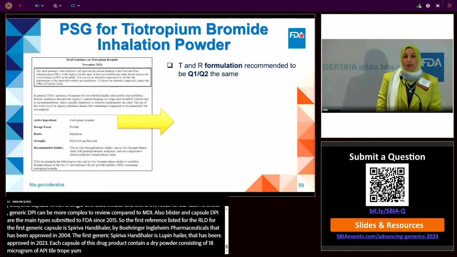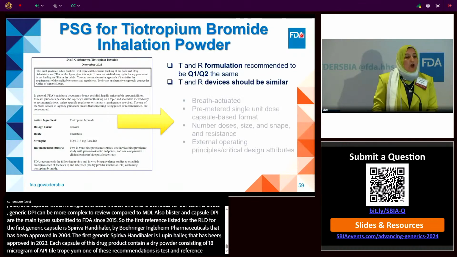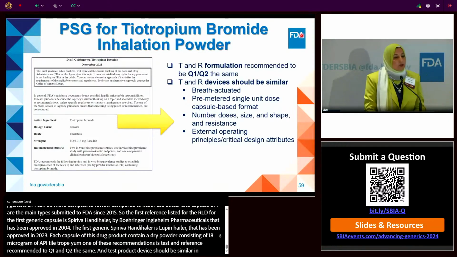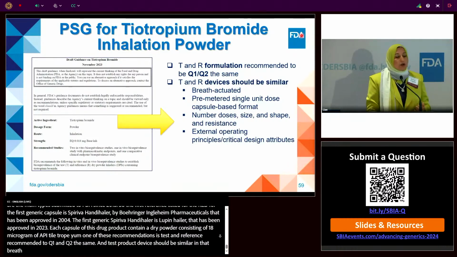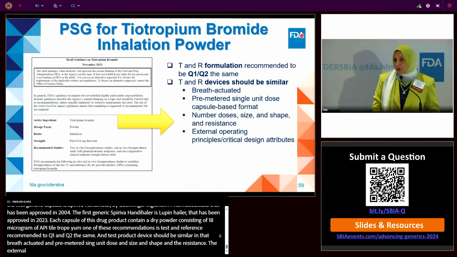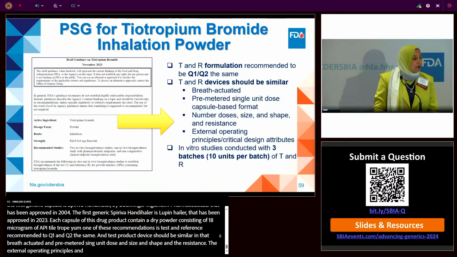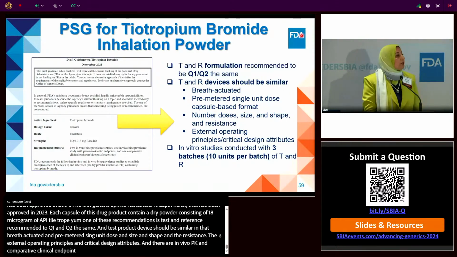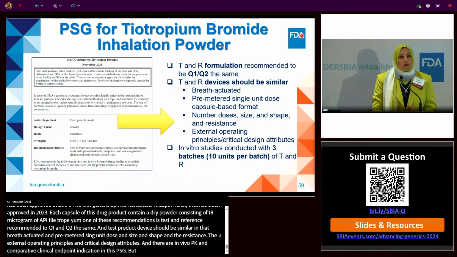One of these recommendations is that the test and the reference product be Q1, Q2 the same. Also, the device of the test and the reference product should be similar in the mechanism, the breath-actuated pre-metered single unit dose capsule-based format. Also, the number of doses, the size and the shape and the resistance, the external operating principles and the critical design attributes. There are in vivo PK and comparative clinical endpoint recommendations in this PSG. However, I will focus my talk here on the in vitro BE studies.